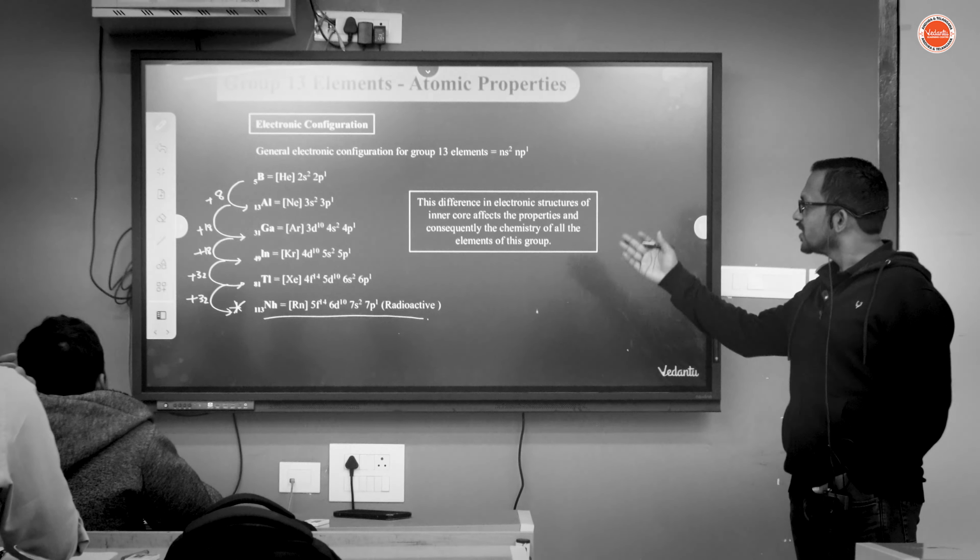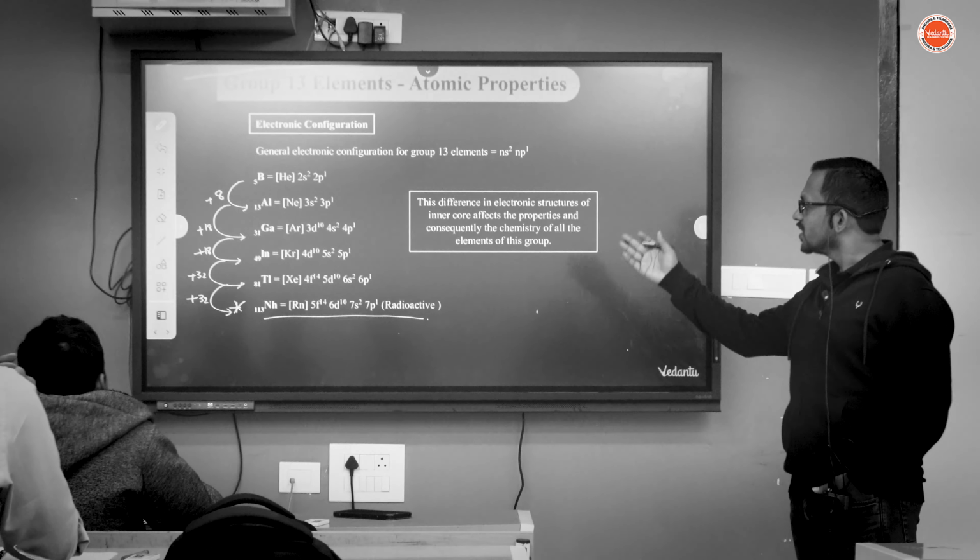So next let's understand atomic radius. What is the atomic radius order of these group 13 elements? Generally in a group, what happens from top to bottom? Atomic radius increases because of why? Because the shell number increases.